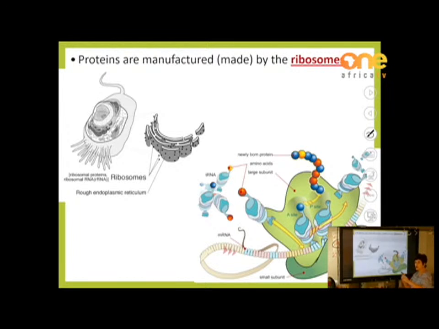The ribosomes will take all these different amino acids that we got from what we have eaten. The proteins that we have eaten will be digested, and I will have lots of amino acids in my blood. Now the ribosomes will have the job to assemble them into the correct proteins. Where do I find ribosomes? On the rough endoplasmic reticulum, and also lying free in the cytoplasm.